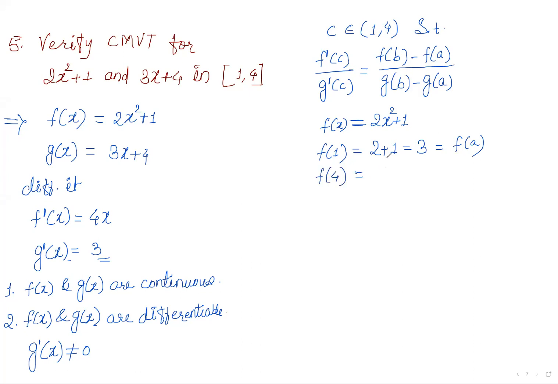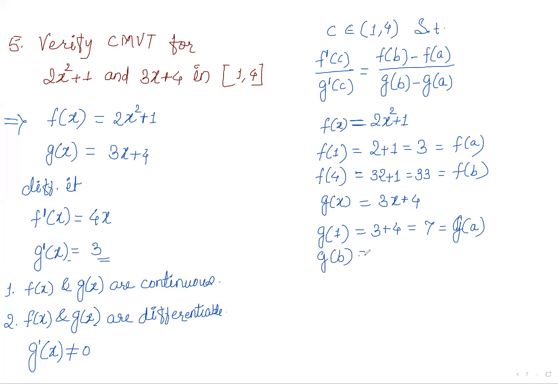2 into 4 square, 16 into 2, 32 plus 1, it is 33. Here it is f of b. Then g of x is equal to 3x plus 4. So first g of 1 is equal to 3 plus 4, which is equal to 7, g of a. G of b, that is 4, 3 into 4, 12 plus 4 is equal to 16. Here it is g of b.